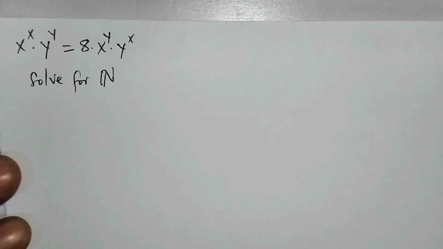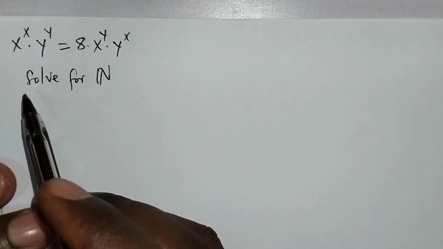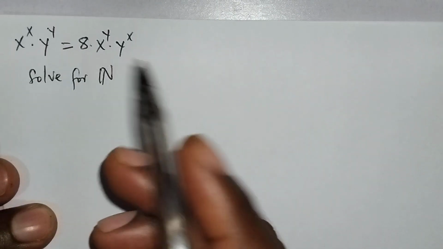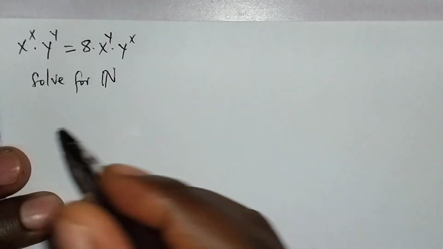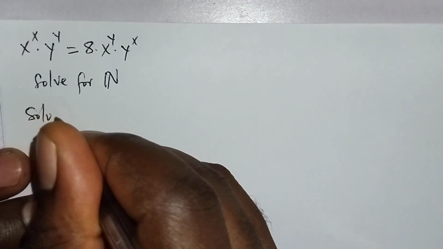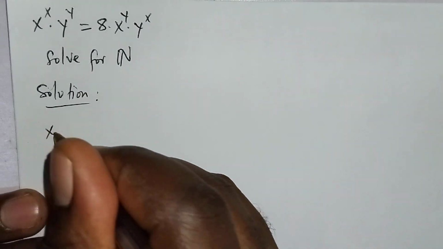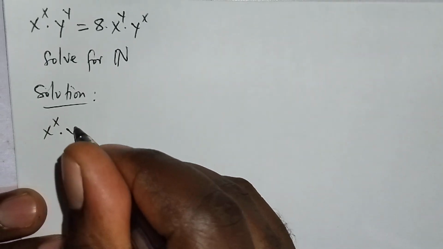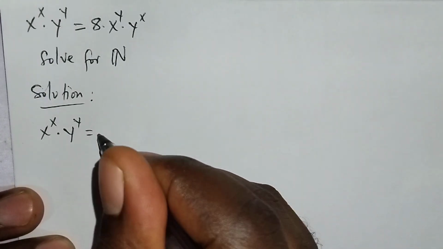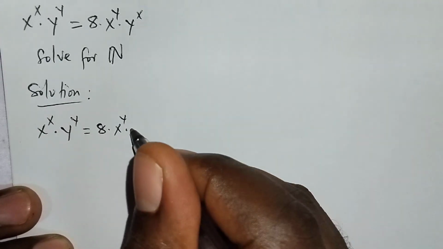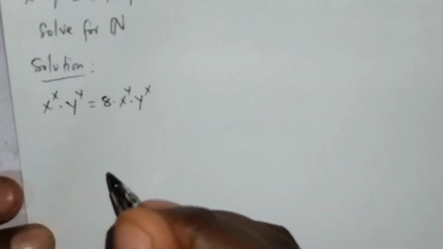Hello, you are welcome to solve this math problem to find the value of x and y. Solution: x power x times y power y equals 8 times x power y times y power x.